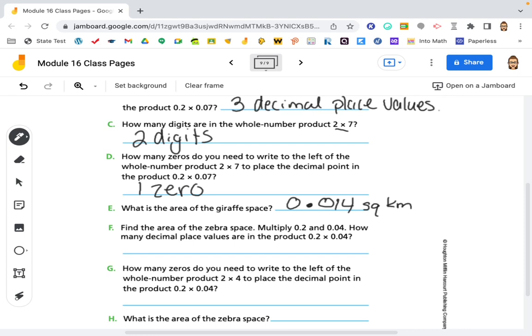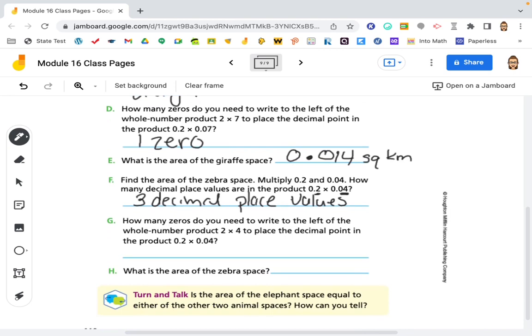Then it says find the area of the zebra space. Multiply 2/10 and 4 hundredths. How many decimal place values are in the product of 2/10 and 4 hundredths? Well, we have 1 here. We have 2 here, so it's a total of 3 decimal place values.